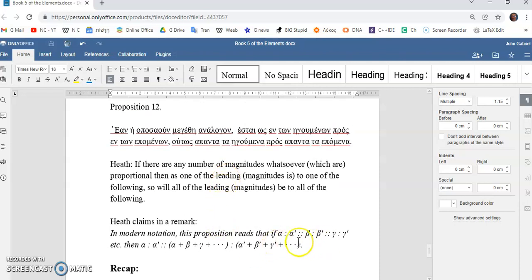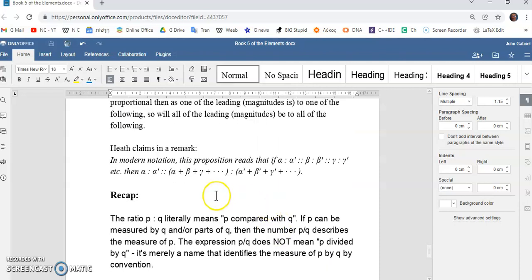Proposition 12 says that if you have a series of ratios that are in proportion, you can produce another proportional ratio by adding all the line segments of the antecedents and by adding all the line segments of the consequents. Okay, so that means all you're doing is producing another ratio which has the same measure, by the way. The measures don't change with proposition 12.